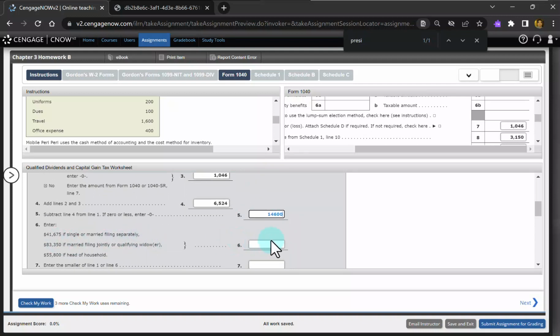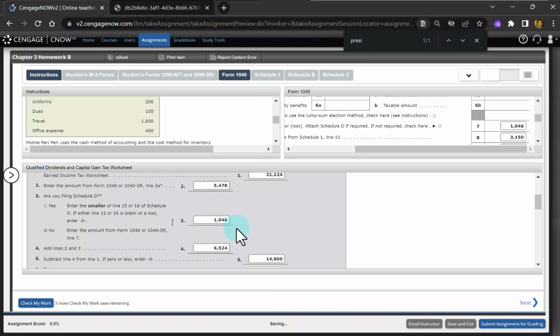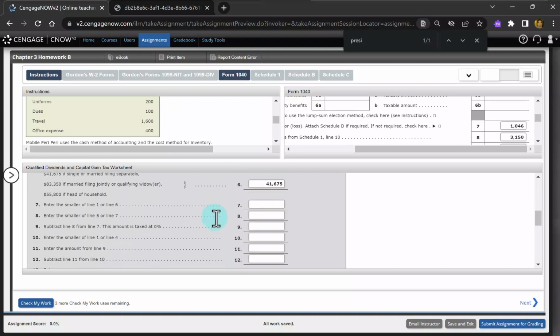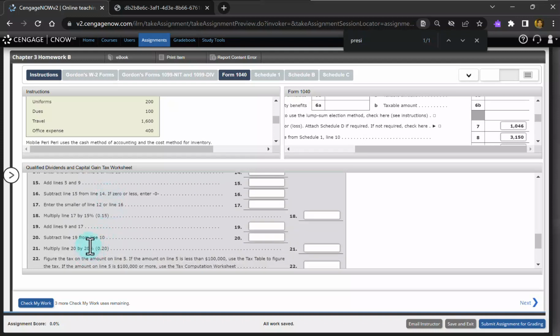So in our case here, single filing status, 41,675. If our income, which is this taxable income here, is less than this amount, then all of the qualified dividend, all of the capital gain, long-term capital gain or capital gain distribution get taxed at zero. Also on this worksheet, you can see this dollar limit here, this 459,750. If the taxable income were larger than this for that single filing status, then the capital gains and the qualified dividends get taxed at 20%. You can see the rate right here.